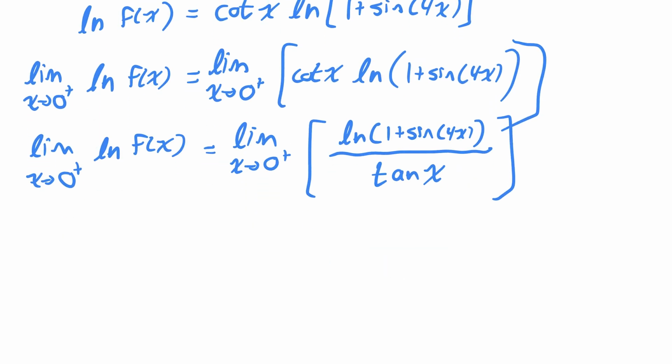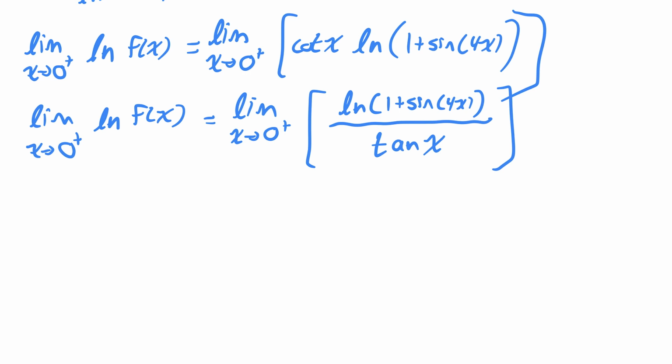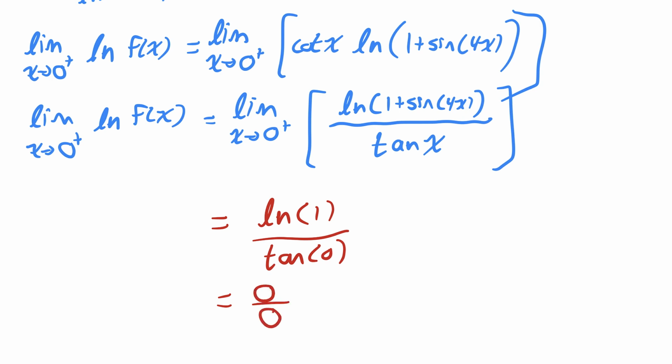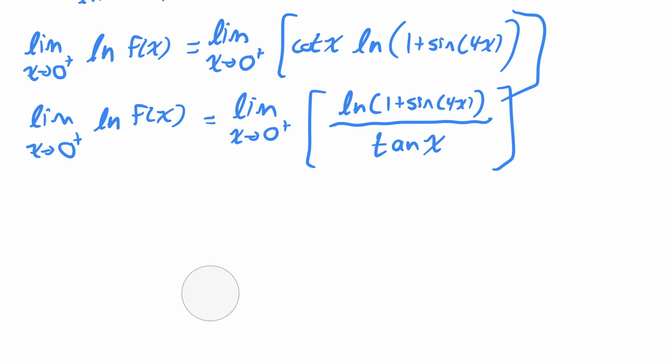Now if I tried direct substitution on the right side of this equation, I would get ln of 1 over tan of 0. Well, ln of 1 is 0, and tan of 0 is 0. So now this is indeterminate form of type 0 over 0. When that happens, we're allowed to use L'Hopital's rule. So I'm allowed to go ahead and just differentiate the function in the numerator and the function in the denominator, and then try direct substitution again.